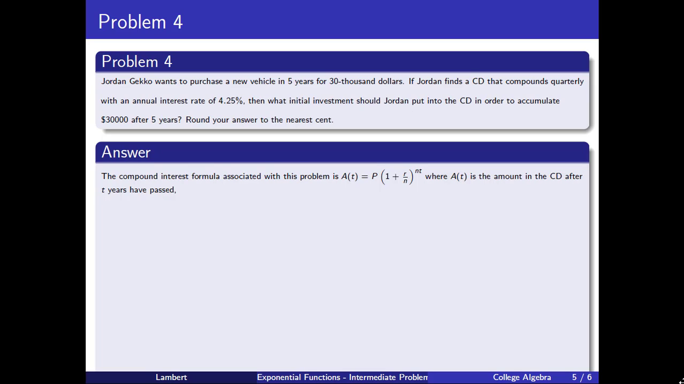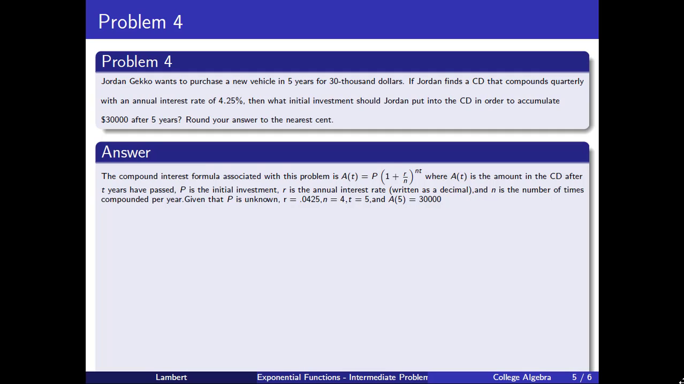So just an FYI, what do all these things mean if you don't recall? We have A of t is the amount, the total amount after t years have passed. So in that case, it's going to be $30,000. P is the initial investment. That's what we're looking for here. r is the annual interest rate. So if you look, we have 4.25%. So you'd write that as 0.0425. And then n is the number of times compounded per year. So if we're compounding quarterly, that's going to be 4 times per year. And so we have that all these values pop up, just as we mentioned before. And our t value is the only one that has been missing from what we just stated. And it's 5 years, so we have all that information.